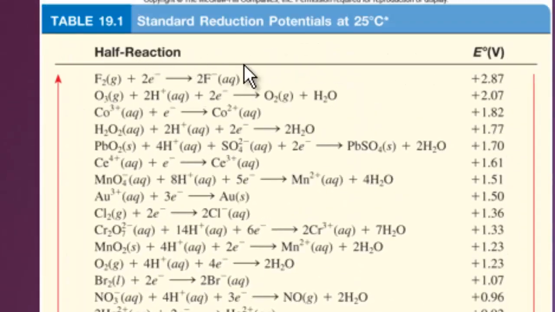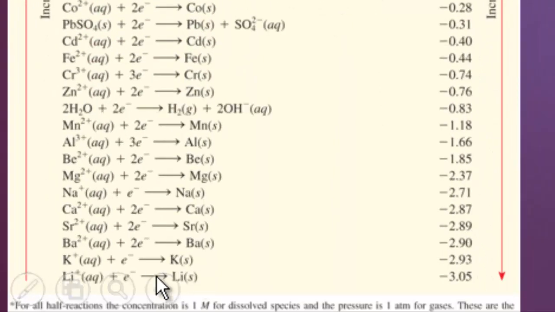Fluorine is the strongest oxidizing agent in this table because it loves to get reduced as a half reaction. Lithium is the strongest reducing agent in this table because it loves to get oxidized.